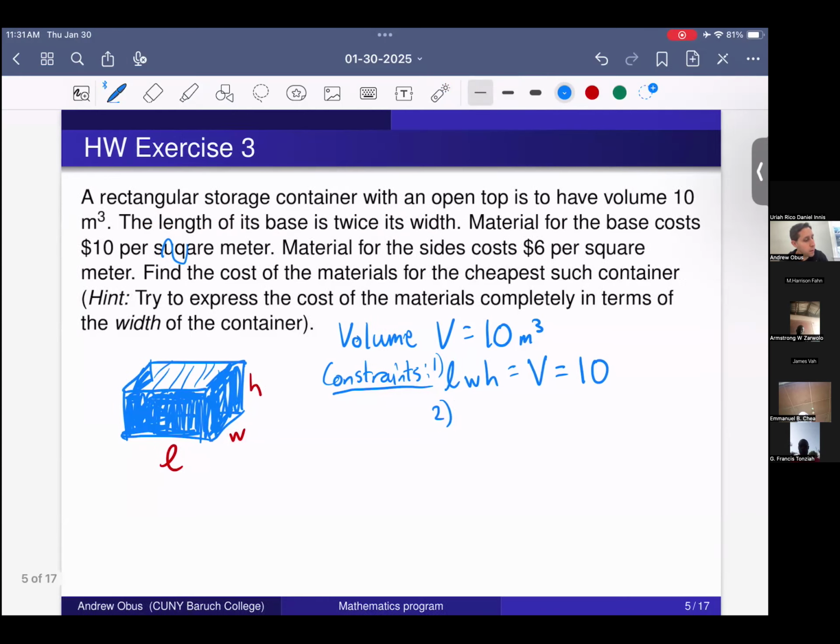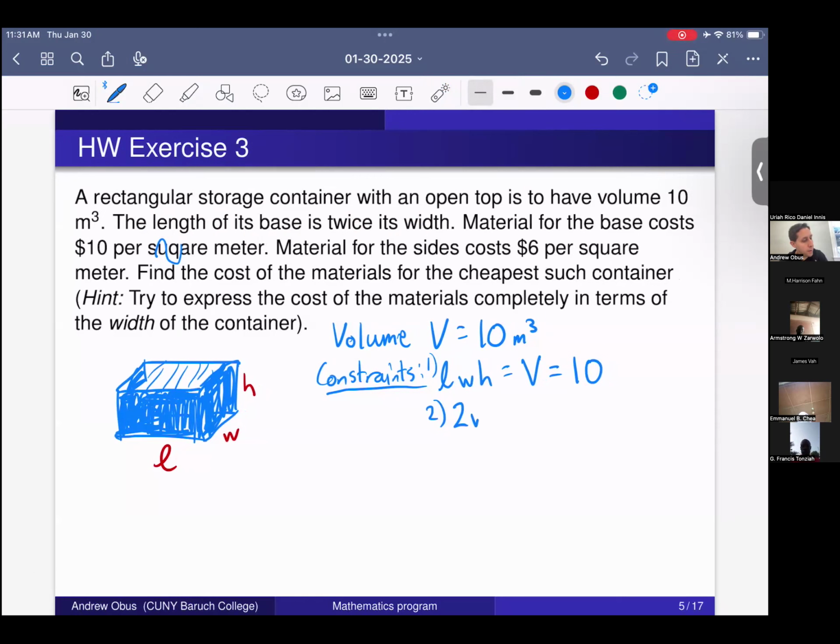Let's just keep it simple for the beginning. The length is 2 times the width, right? So let's just write 2W equals L. These are our two different constraints. I think what you're doing is combining them, right? Yes. So okay, let's combine. What do we get?